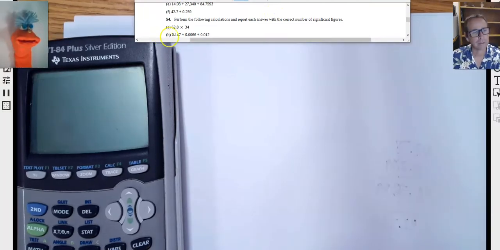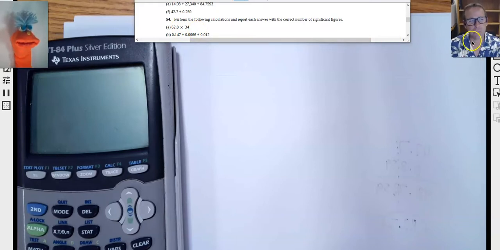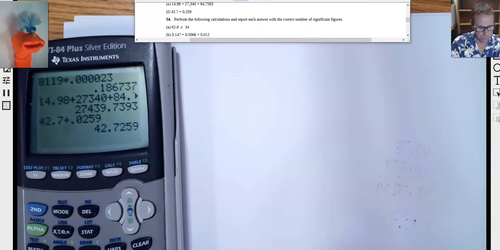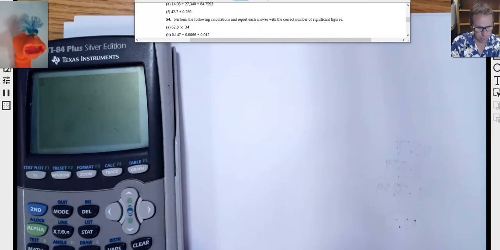All right, number 54. Here we're going to perform some more calculations. Can you tell me, Fred, right off the bat, how many significant figures the answer is going to have? It's a multiplication, right? Yep. Therefore, it's just the fewest number of significant figures between the two of them, right? Yep. And one has 3 and one has 2. Right. So there's only going to be 2 significant figures in the answer.